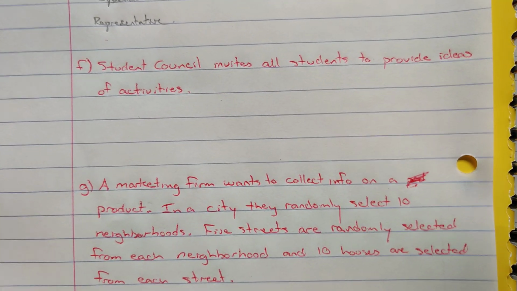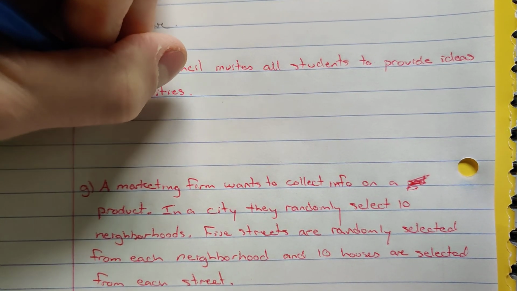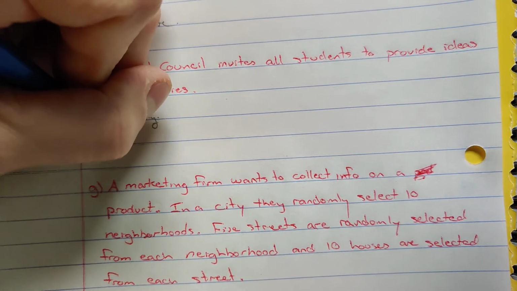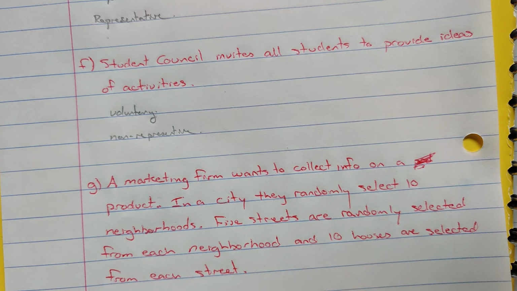And then the second last here, student council invites all students to provide ideas of activities. So student council is looking for some activities, and they invite the students to provide ideas. So invite meaning if you want to provide something, so that would be voluntary. And this is generally non-representative of the population. It could be if everybody participated, but again, in general, most people are volunteering if they actually have a strong opinion about something.